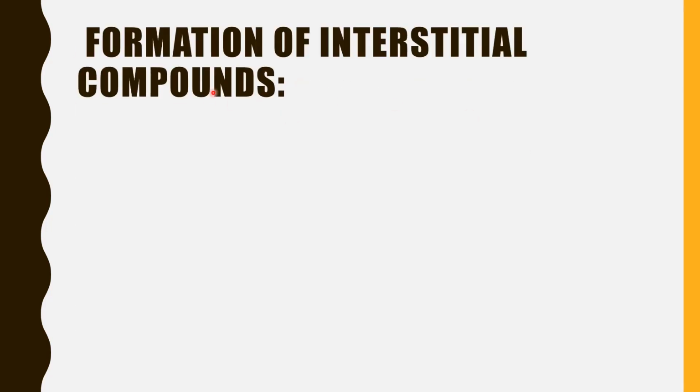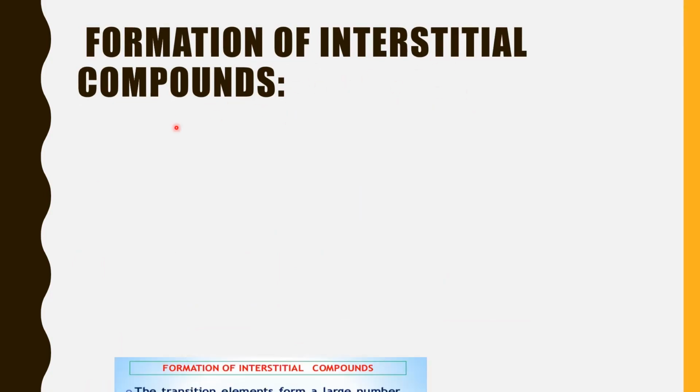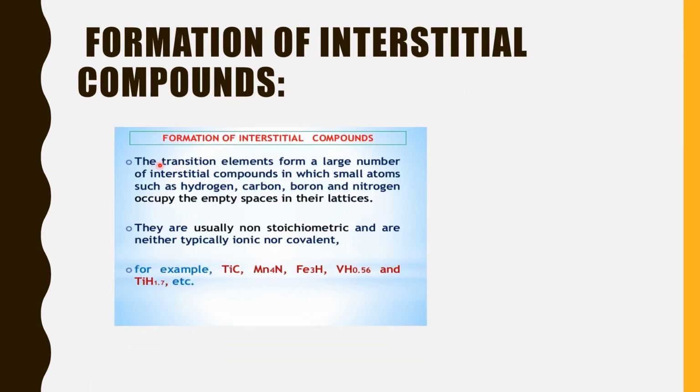And then the next one is the formation of interstitial compounds. As we know, transition elements form a large number of interstitial compounds, such as hydrogen, carbon, boron, and nitrogen occupying the empty spaces in their lattices. They are usually non-stoichiometric and are neither typical ionic nor covalent. For example, TiC, titanium carbide, Mn4N, Fe3H, VH0.56, and TiH1.7, etc.